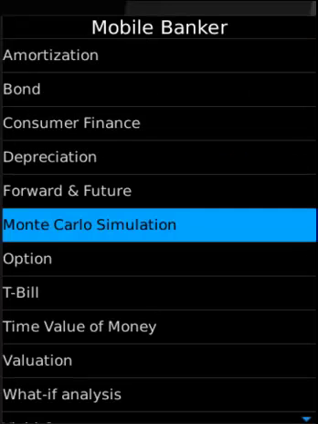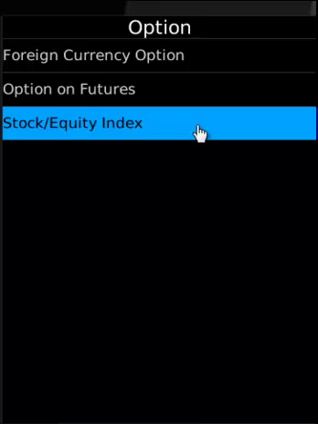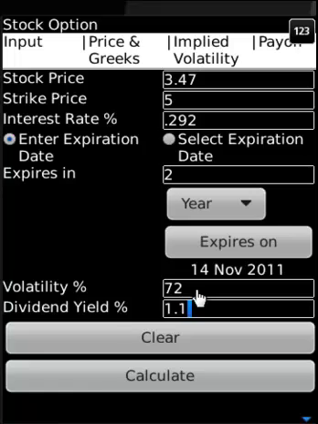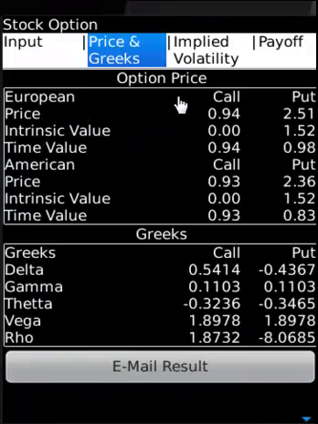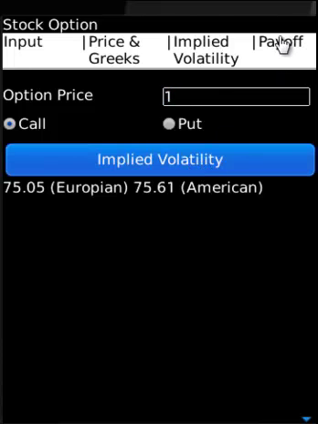Okay. Options: we cover foreign currency, option and futures, stock equity index. So we'll cover the stock or equity index. So 3.47 is our price, strike price, interest rate is 0.292. Say 2 years from now, you can either enter the date, or you can actually select. Volatility is 72%, 1.1. Now let's calculate. So we see price and Greeks. Implied volatility we can actually calculate, and then payoff charts.